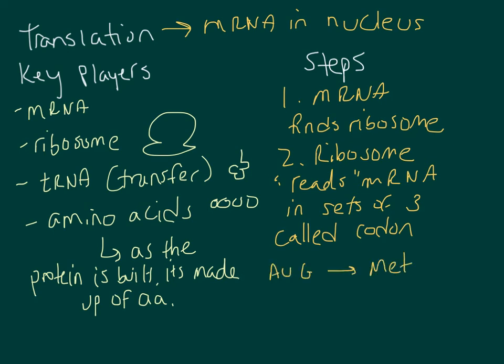And we'll practice this in class. But the idea is you always want sets of 3 that will code for one amino acid. From there, it'll continue on and on and on, and just like before, eventually it will reach the end of the messenger RNA, and a new protein is released.